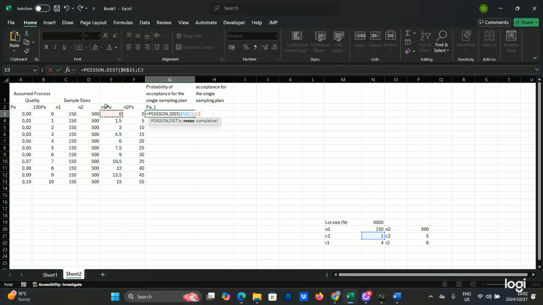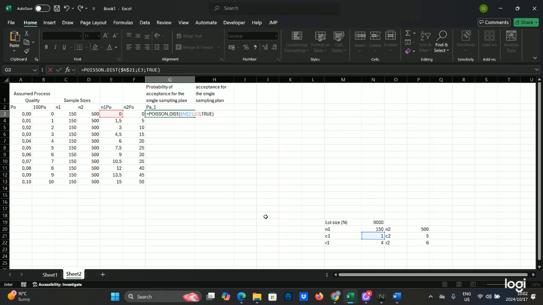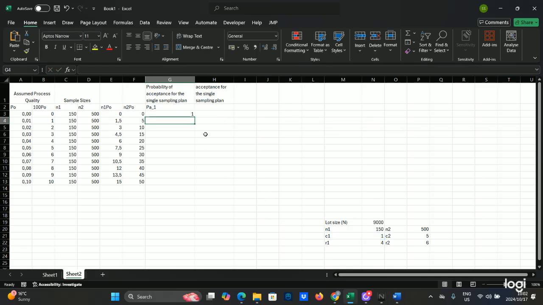And then your cumulative is going to be given by true, since we're not looking for the probability at exactly x. We're looking for the probability at x or less. Then you close it, and now you drag our formula.